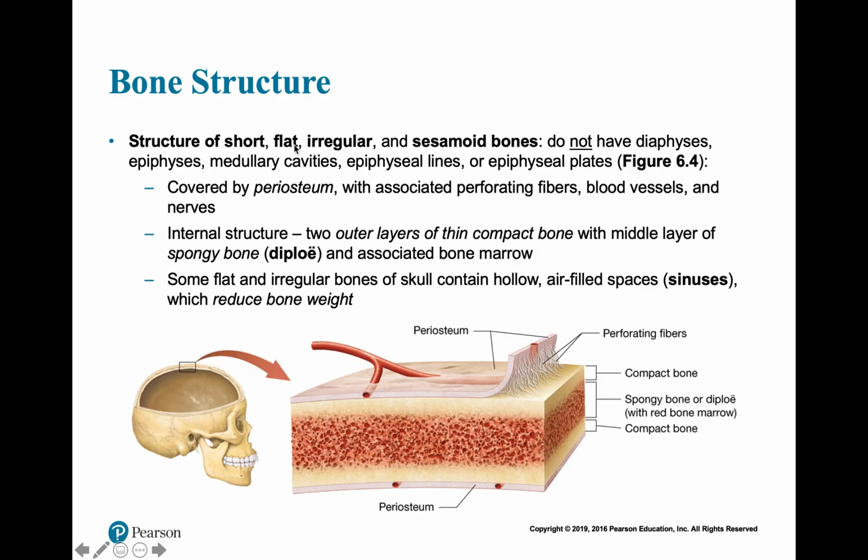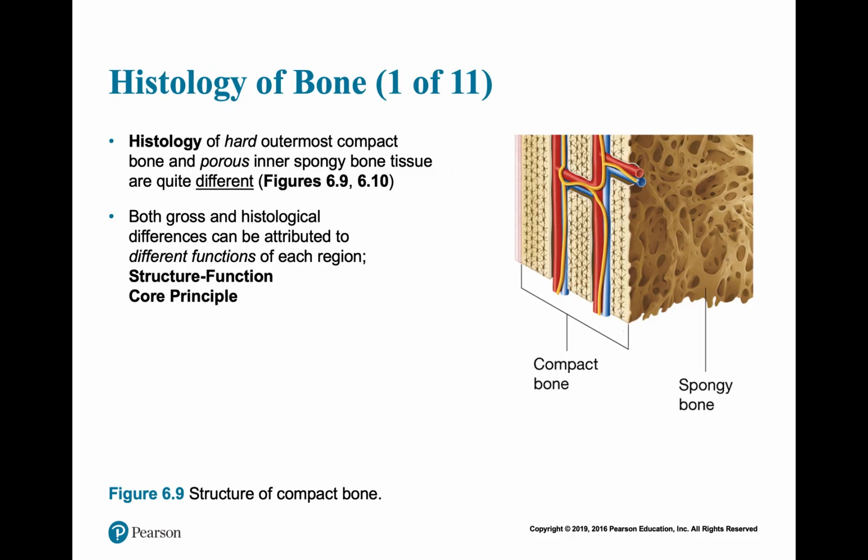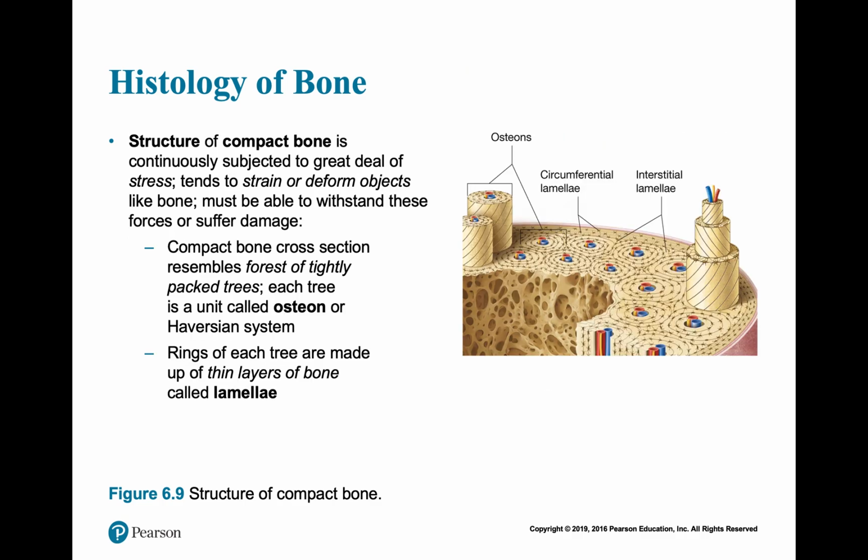Now in short, flat, irregular, and sesamoid bones, we see the little compact bone, spongy bone sandwich, right? Compact bone around the periphery again, and then spongy bone sandwiched in between the two compact bone layers. So I just want you to keep that in mind when we talk about the histology of bone, and how the structure of compact bone and spongy bone differ based on the specific functions they have to carry out.